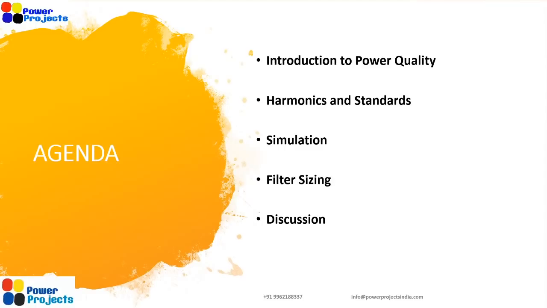Then when the harmonic is not within the acceptable limit of IEEE standards or IEC standards, how to size the filter. Today we are going to focus only on the single tuned passive filter. Broadly put, power quality is a very big term: sag, swell, under voltage, over voltage, interruptions, shutdowns, flicker, and of course the harmonics. In that, with respect to simulations, we are going to deal mostly with harmonics only.